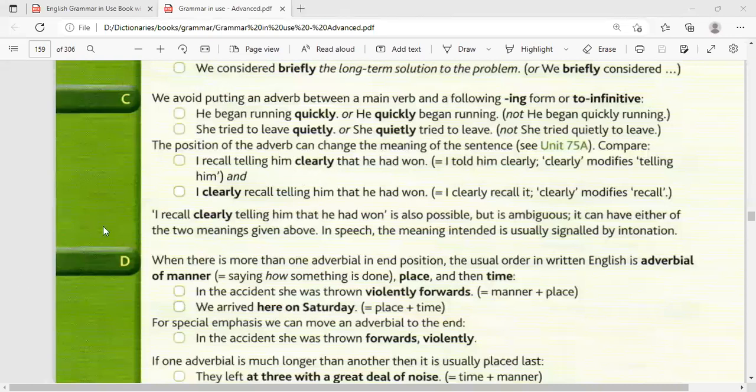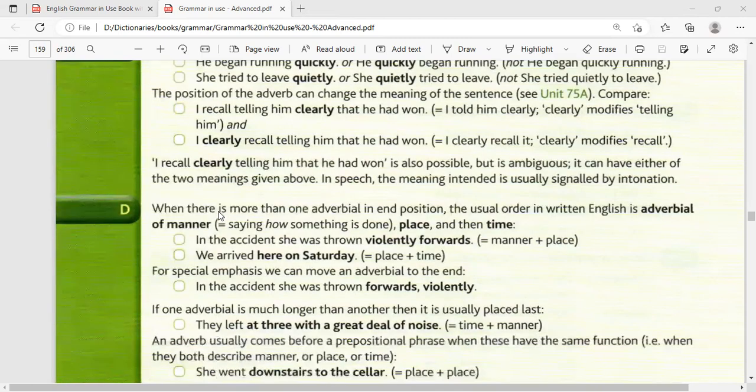So again, Hannah, to make it clear, the adverb here, clearly. In the first one, as I told you, clearly modifies telling, and in the second one clearly modifies recall. And if you say, I recall clearly, the sentence will be ambiguous, and this means it's not clear.